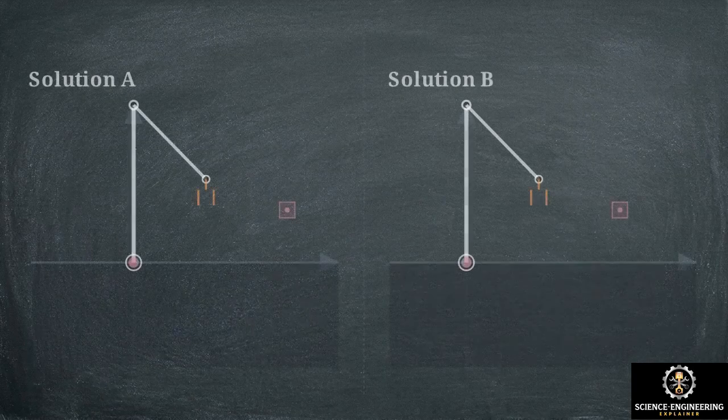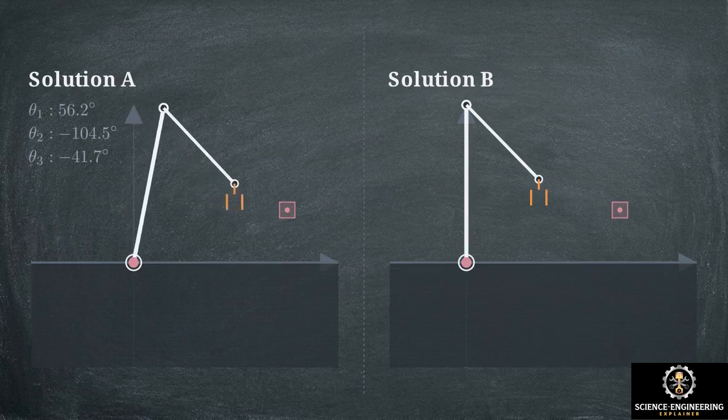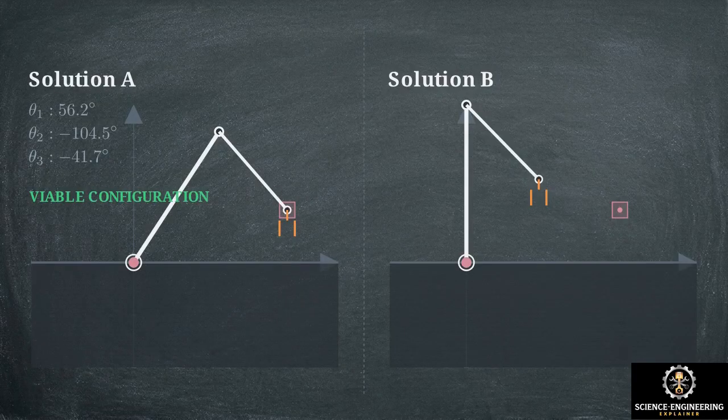Let's look at the parameters for solution A. Theta 1 sits at 56.2 degrees, theta 2 at negative 104.5, and theta 3 at negative 41.7. On the left, we watch this map to a smooth, real-world rotation that successfully places the gripper exactly where we wanted.